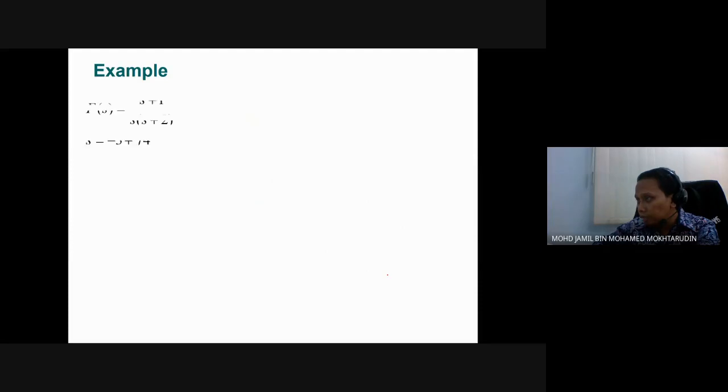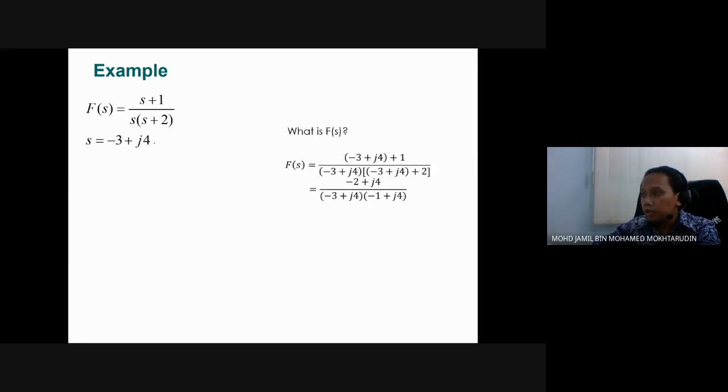Okay, let's look at an example. Let's say you are given F(s) equals s plus 1 divided by s times s plus 2, and you are given s equals minus 3 plus j4. The first step is to substitute s into the transfer function. You substitute first, then you will get something like here. Simplify, you get minus 2 plus j4 divided by minus 3 plus j4 times minus 1 plus j4.